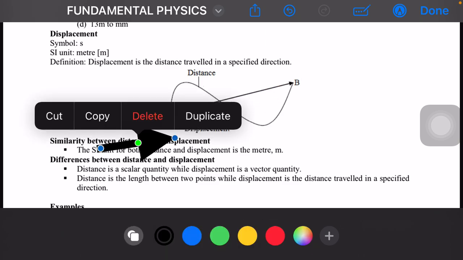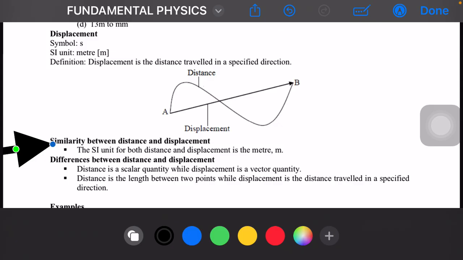So here, let's look at the similarity between distance and displacement. The SI unit for both distance and displacement is the meter. That is one similarity between them: they are both measured in meters. And now the differences between distance and displacement. Number one, distance is a scalar quantity, while displacement is a vector quantity.